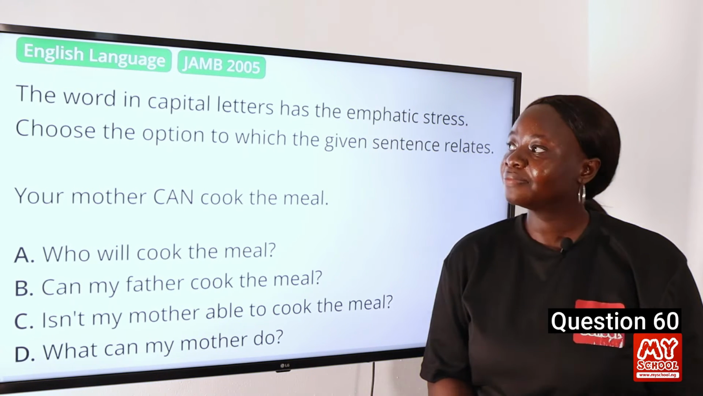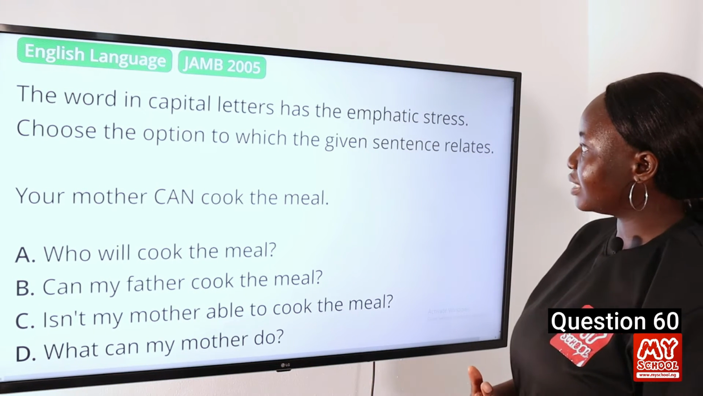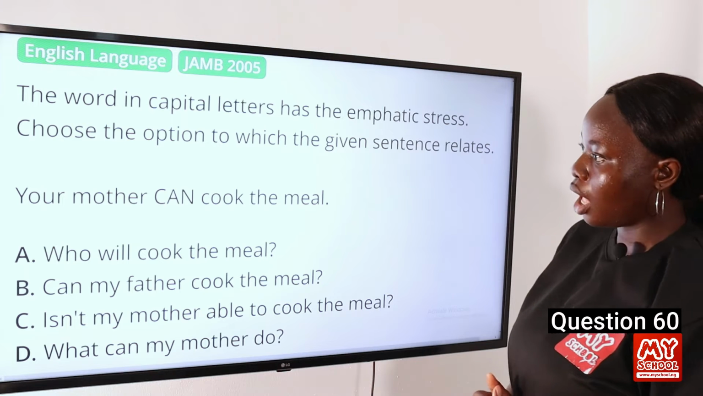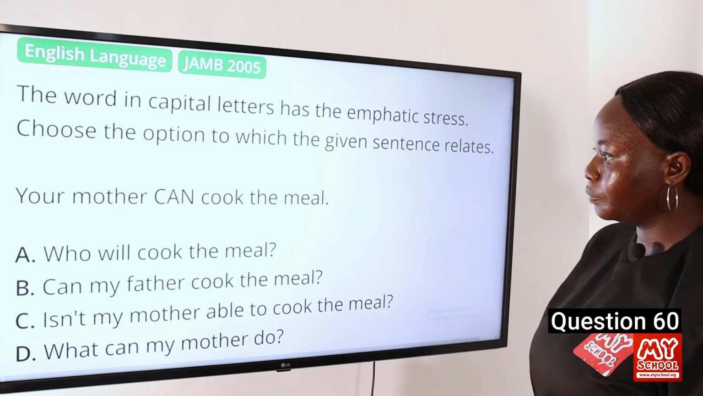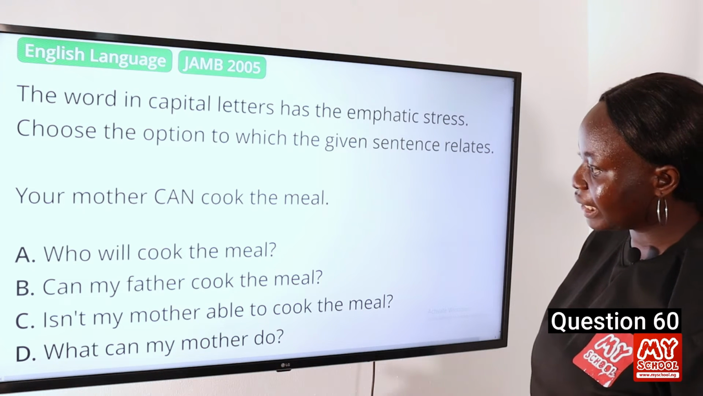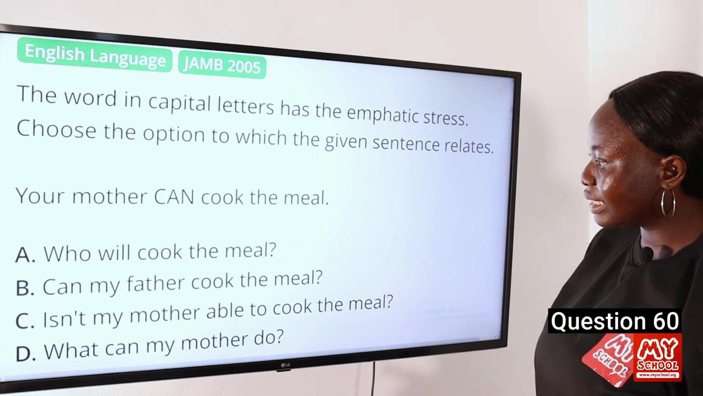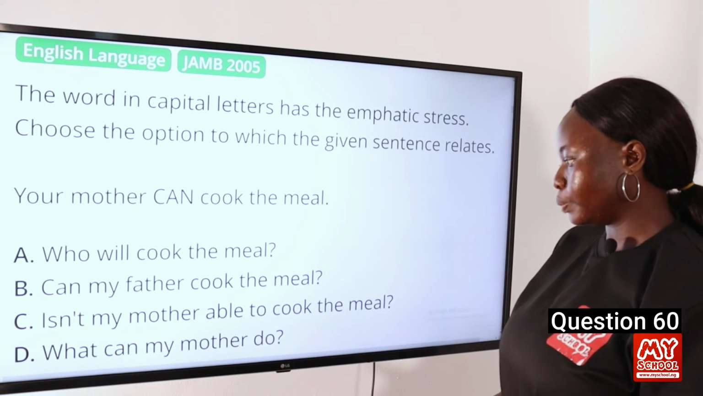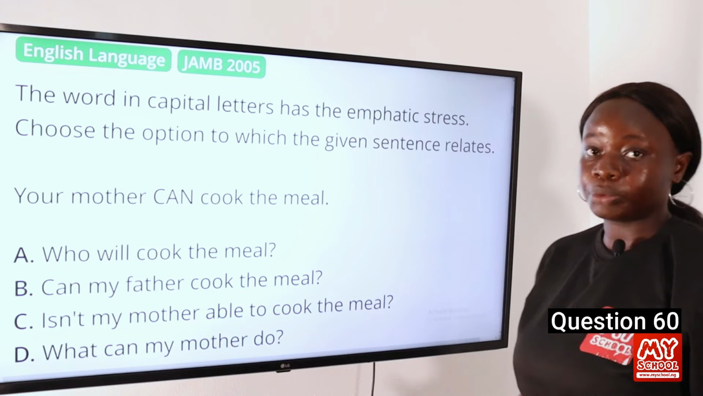Question 60. The word in capital letters has the emphatic stress. Choose the option to which the given sentence relates. Your mother can cook the meal. A, who will cook the meal? B, can my father cook the meal? C, isn't my mother able to cook the meal? And D, what can my mother do? So the answer to this question is option C.